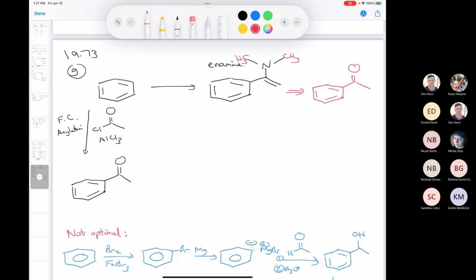Okay, so now that we have that, we're only one step away from our enamine. We need dimethylamine. I know we haven't done amine nomenclature, but you can imagine this is dimethylamine, okay? So dimethylamine, a catalytic amount of acid, and then you lose some water, and you make yourself an enamine. Later on, I think I told you this the other day, we're going to talk about how enamines can be used as nucleophiles, but that's another day.